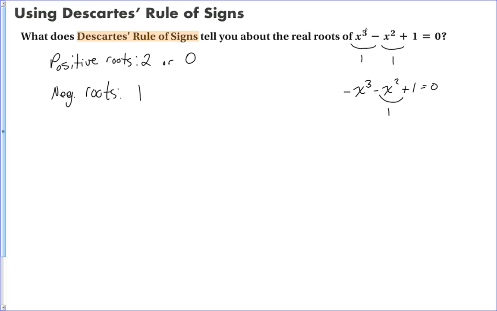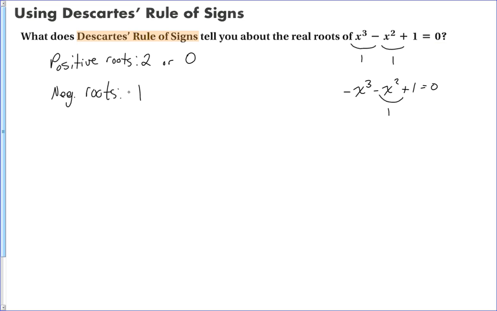Then you take your odd-powered exponents, change the signs on their coefficients, and do that for all of them, and then count again. All right, so the only sign that's going to change here is the x cubed because that's the only odd-powered exponent. It became negative, and then we only have one sign flip from there on out. So we have 2 or 0 positive roots, or just one negative root.